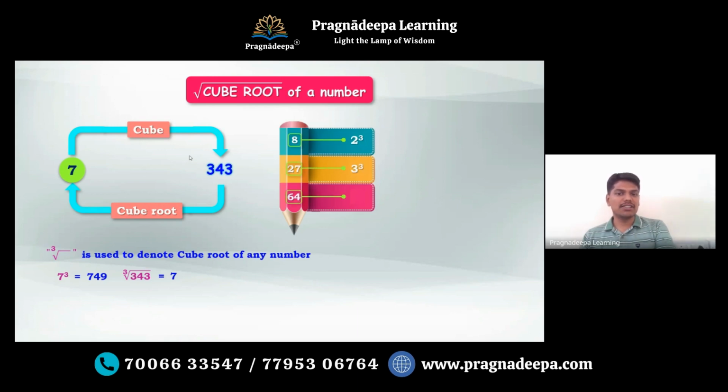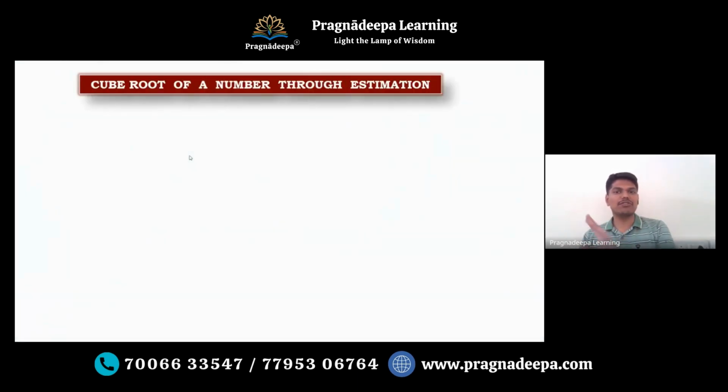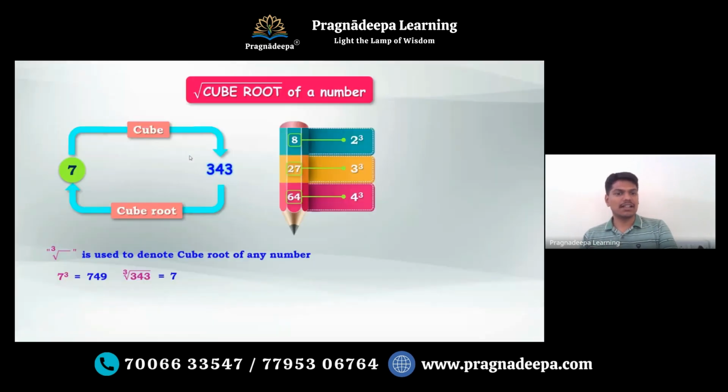Now see here, this is how you have to understand. Cube root of 8 is 2. Cube root of 27 is 3. Cube root of 64 is 4. Correct? And there are several methods to find the cube root of a number.